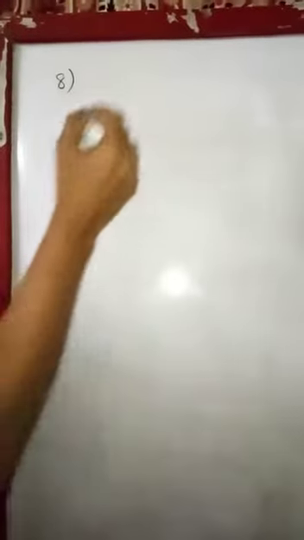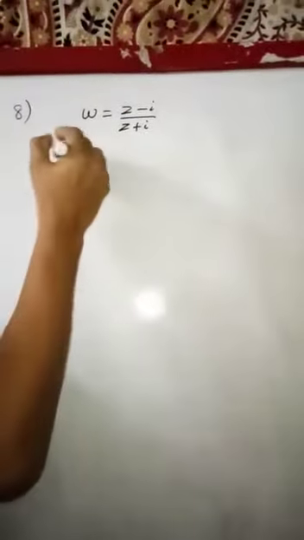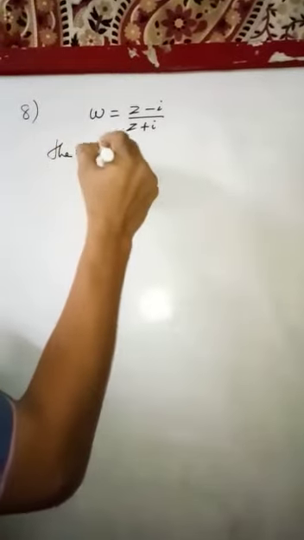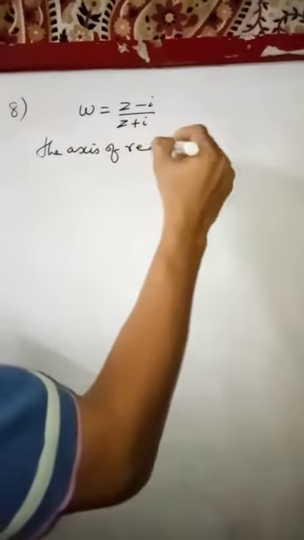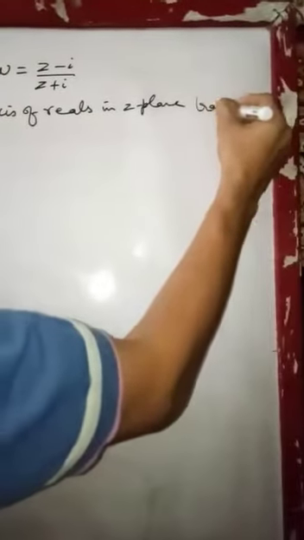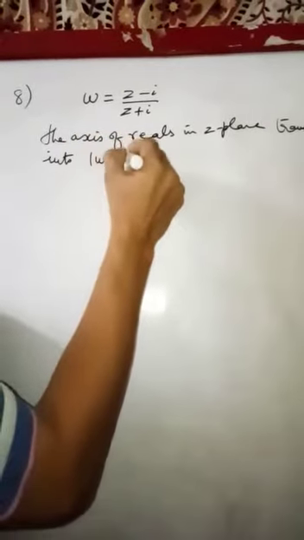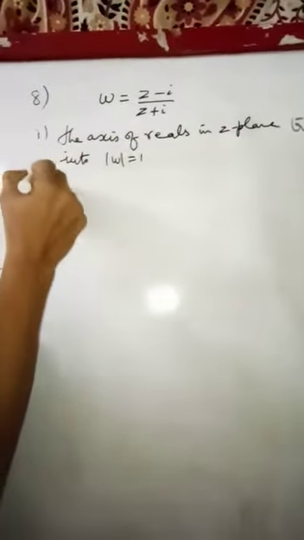The question is given as: show that in the transformation omega equal to z minus i by z plus i, the axis of reals in the z plane transforms into the circle mod omega equal to 1. So this is the first subdivision.